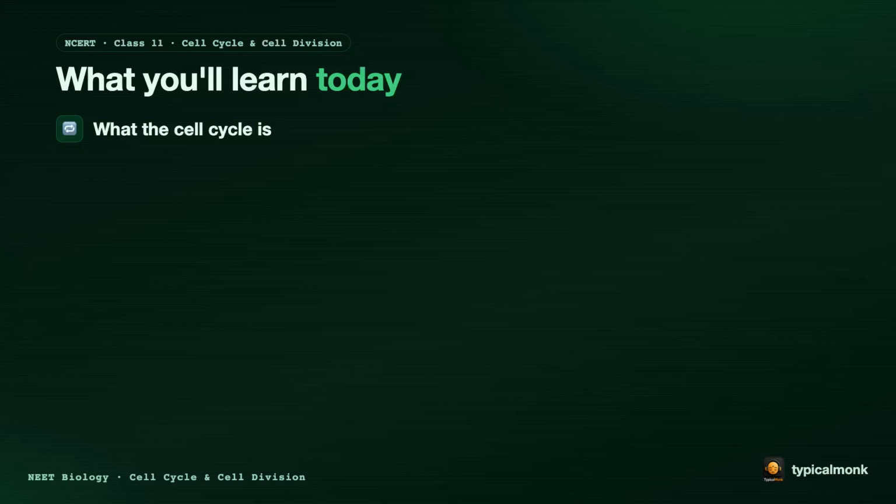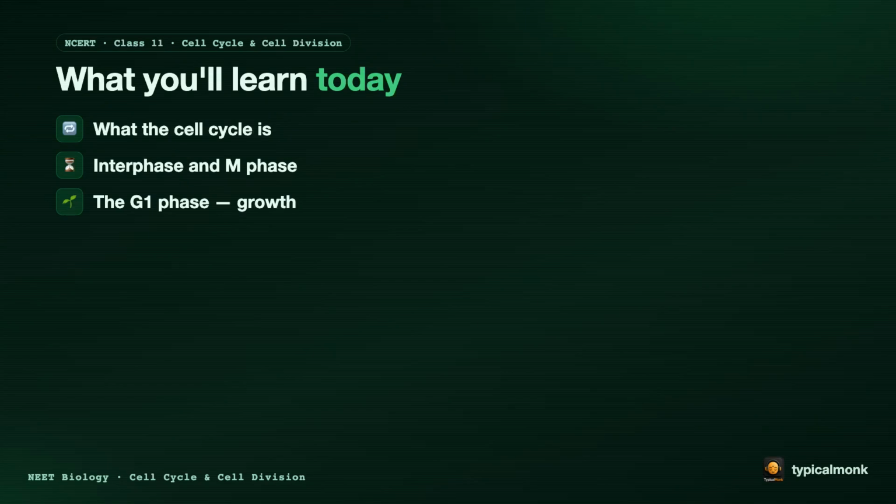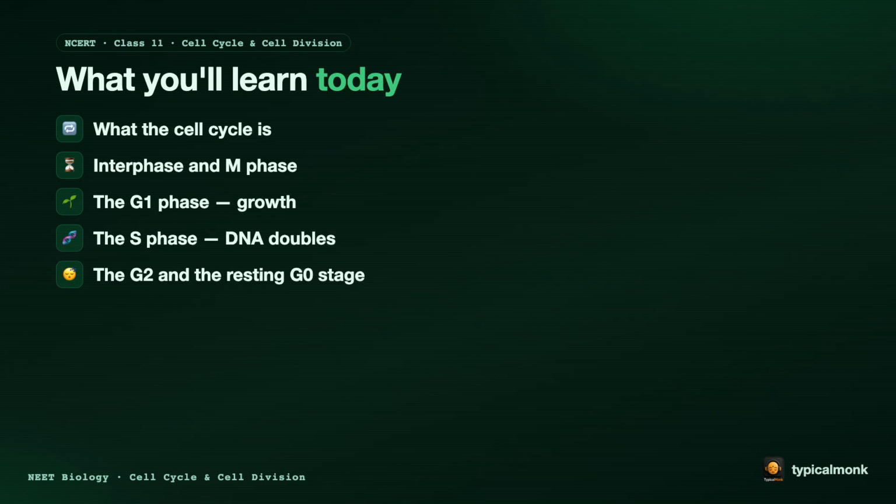Here is today's path. 5 stops. First, what the cell cycle is. Second, interphase and the M phase. Third, the G1 phase, that is the time to grow. Fourth, the S phase, where DNA doubles. And fifth, the G2 and the resting G0 stage.